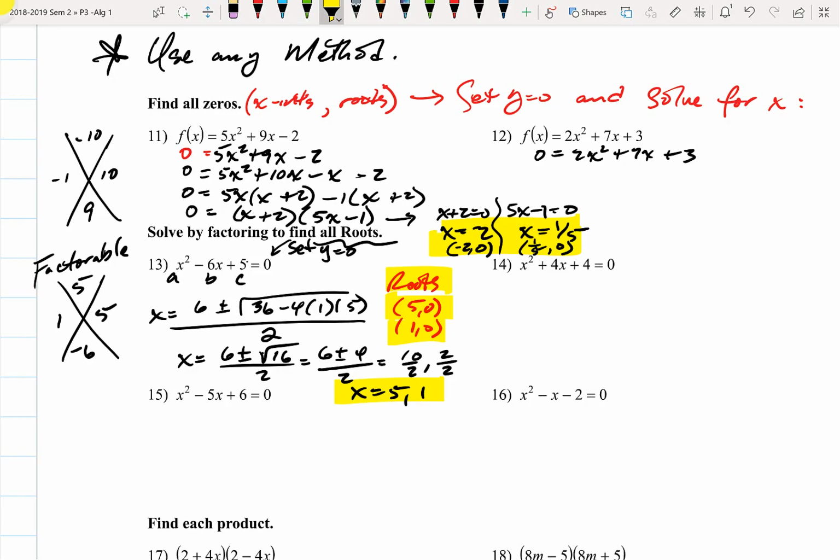Oh, you know what? I said solve by factoring. I should have solved by factoring. Whoops. Got to read the directions here. I told you it was factorable, but I just want to illustrate the quadratic formula. So I'll do one more.